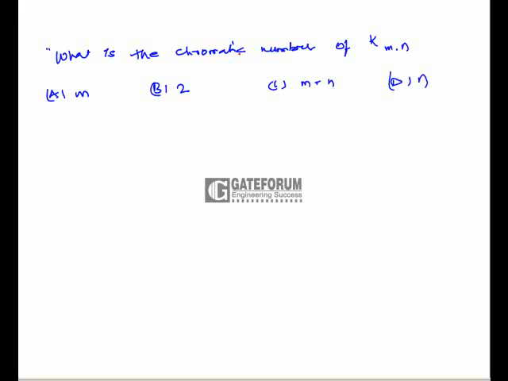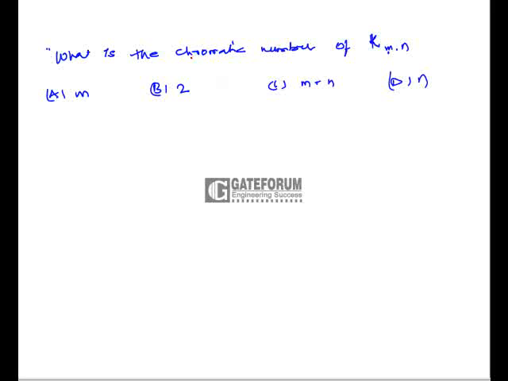Here the question is, what is the chromatic number of K m comma n? Here K m comma n is nothing but a complete bipartite graph with partitions. The first partition consists of m vertices, and the second partition consists of n vertices. For any bipartite graph, the chromatic number is 2.